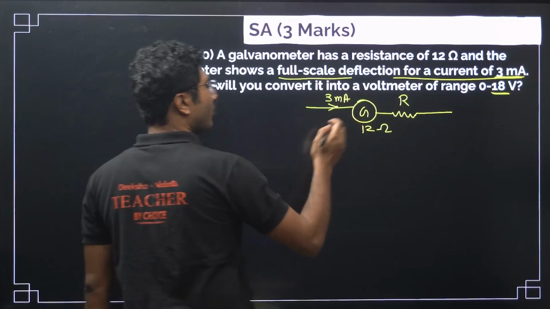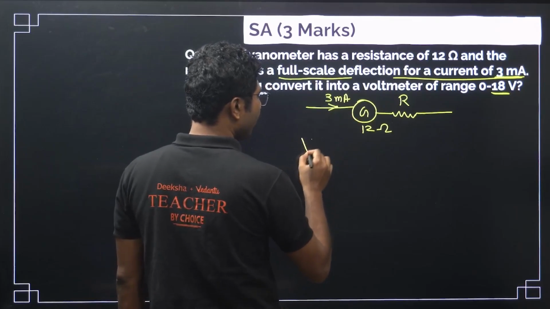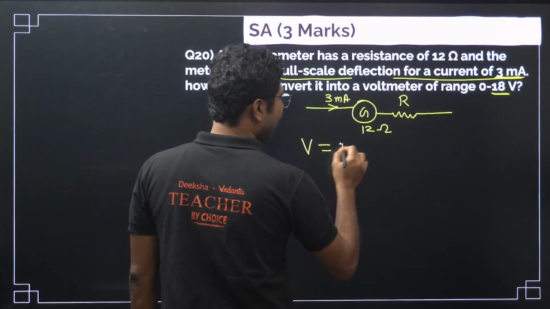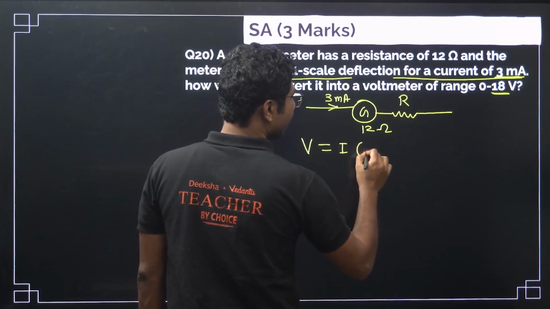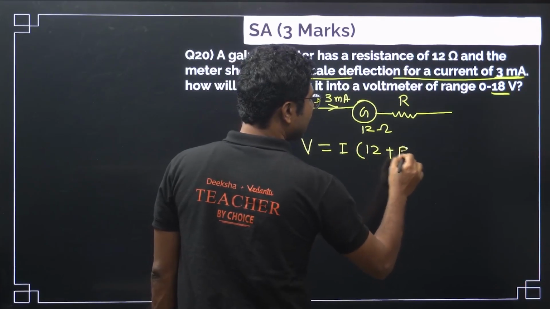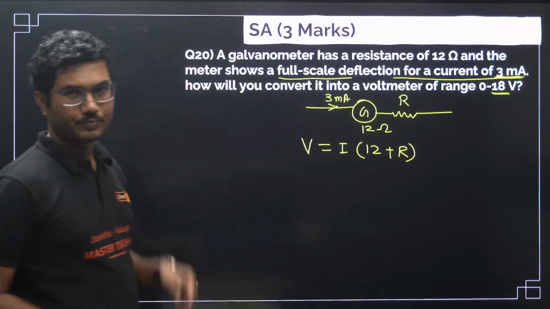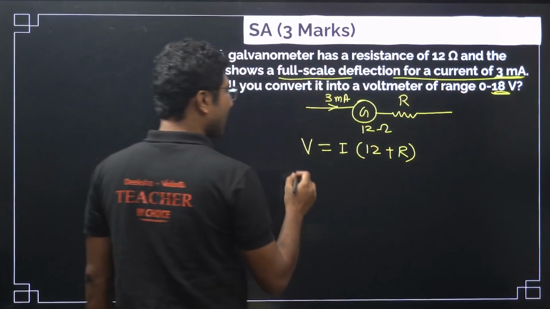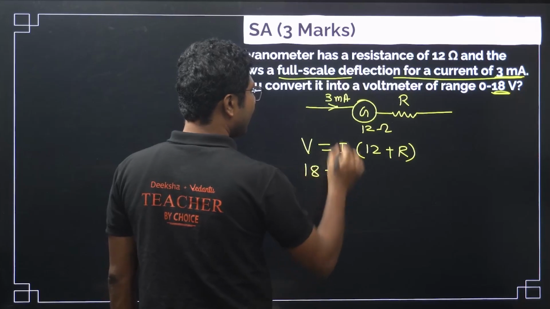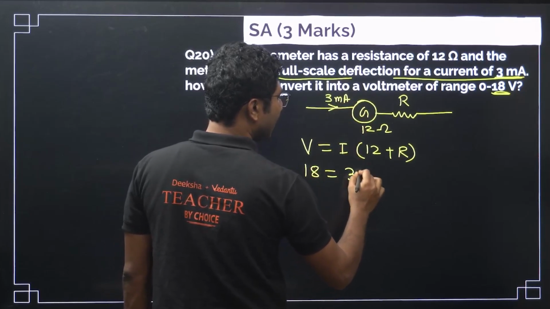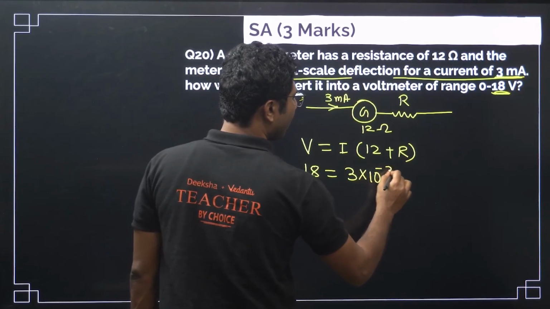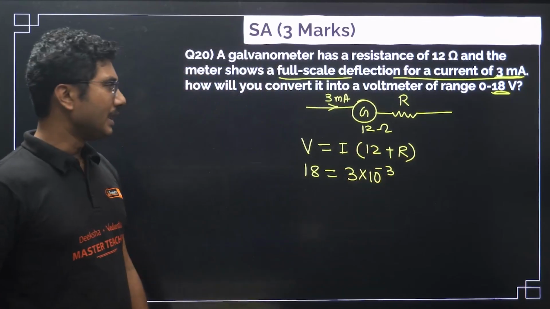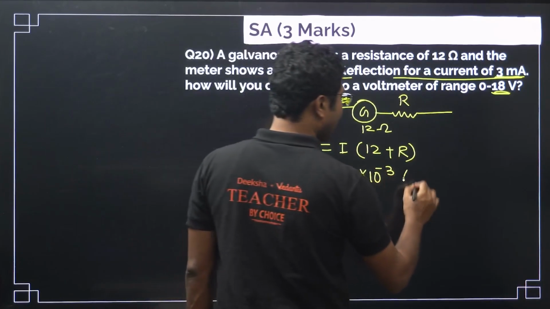Okay. So, from here we can say that from Ohm's law, V is equal to current into resistance of the galvanometer plus external resistance that you have applied. Now, what is the voltage over here? Voltage is maximum, that is 18. Current is 3 milliampere. Milliampere means 10 to the power of minus 3.